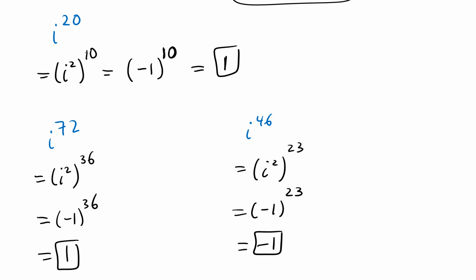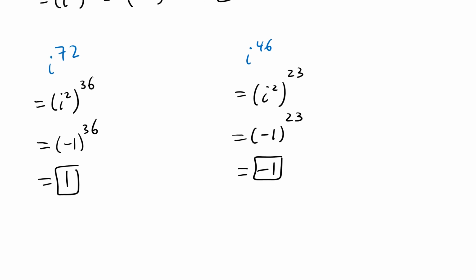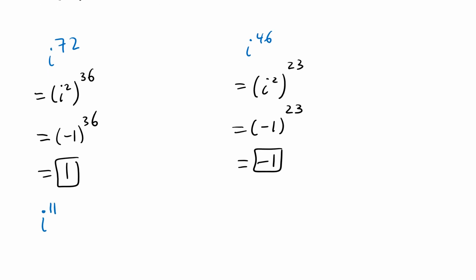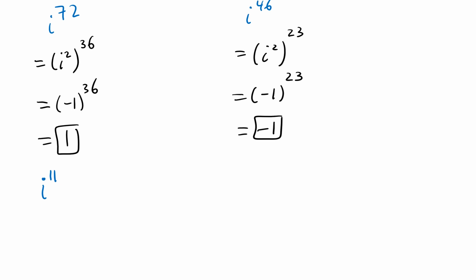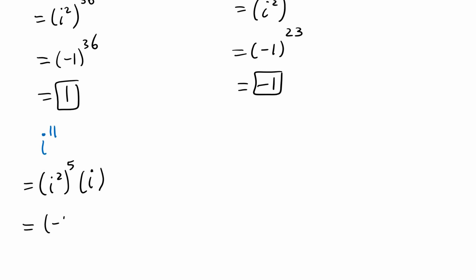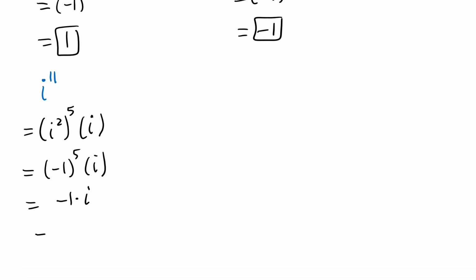How about if they give us i to the 11th power? So what's the difference here? Always start with i squared. 2 times what number gives you 11? There's no number, but maybe put a 5. 5 times 2 is 10, and then you need another i. So this is -1 to the 5th times i. -1 to an odd power is -1, times i. So the answer is -i. So for all these powers of i, the answer is usually going to be either 1, -1, i, or -i.